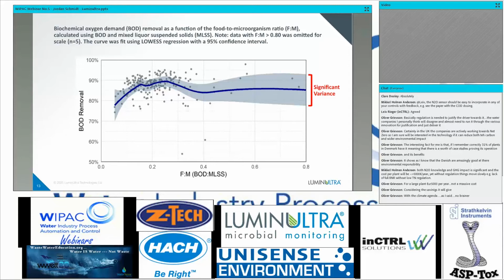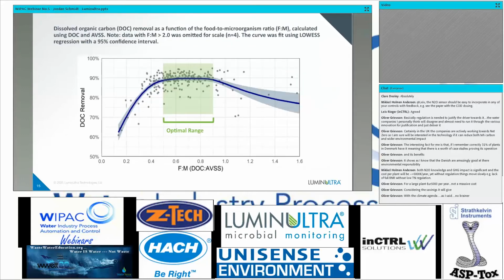So just a few highlights. We had significant variance. The 95% confidence interval band was quite large. And then we also had this up, down, up, down, up, down. There was no real obvious range for the F to M. There was not really one sweet spot that we'd want to be operating in to maximize BOD removal.